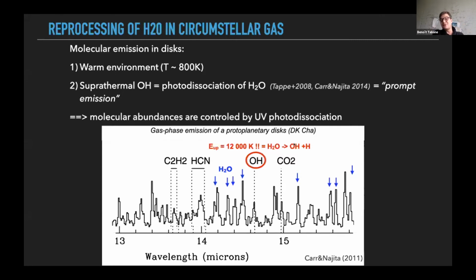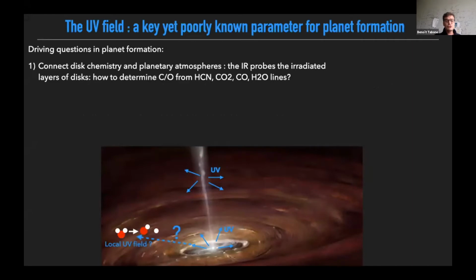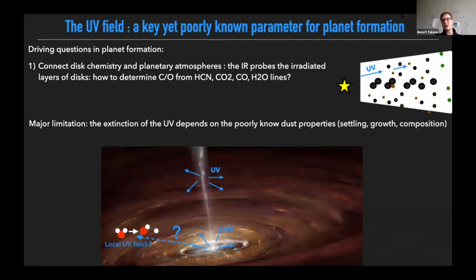In the inner region of disks, all the chemistry is set by photodissociation. And this is very important because what we want to do in disks is connect this chemistry to the elemental composition in planetary atmospheres. We are only observing HCN, CO2, some specific tracers, so we have to take into account the UV photodissociation of all these molecules. And the big caveat here is that the local UV field is the result of the attenuation of the radiation field, which is very poorly known.